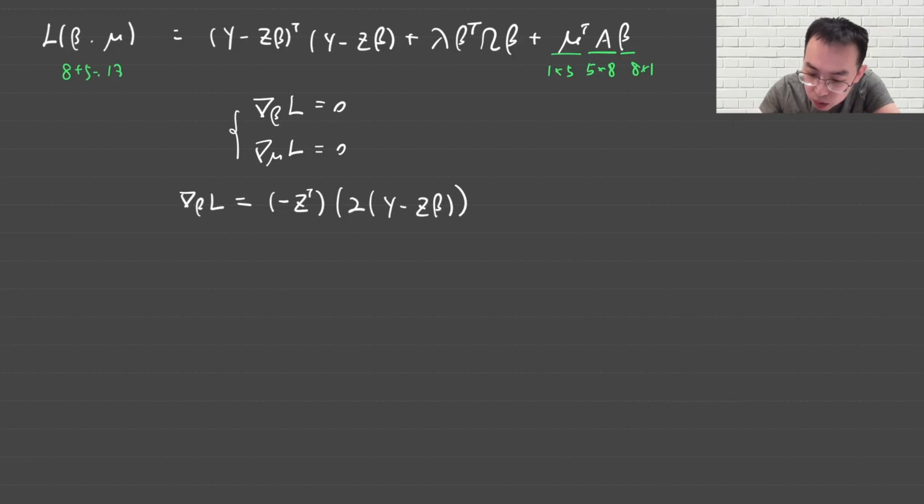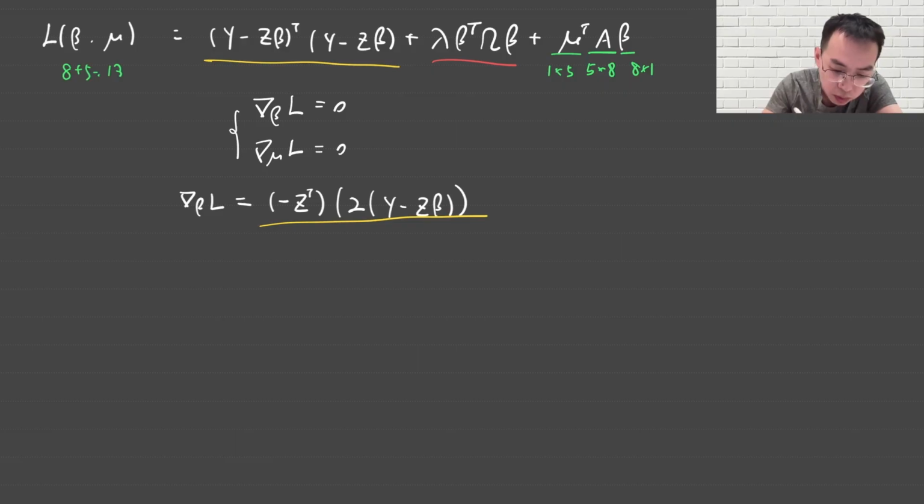And then for the second term, let's see what we're going to get. The second one will have 2 times Ω β, or 2λ times Ω β. That's going to be the second term, and then the last term is going to be A transpose μ. Okay, so that's the gradient of L with respect to β.